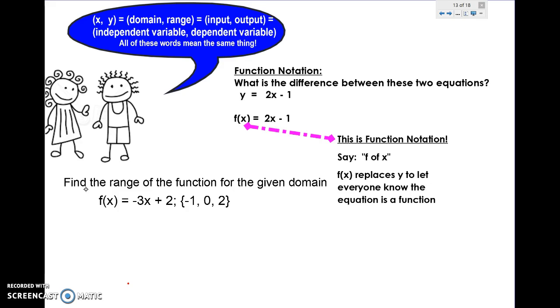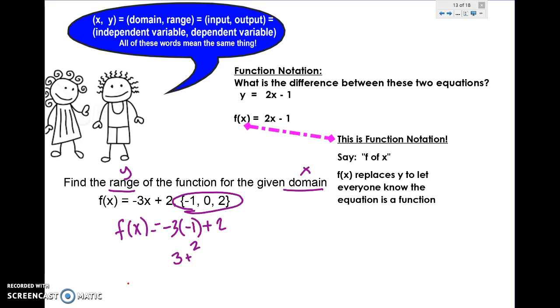So if you look on this one, it says find the range of the function for the given domain. Well, I'm looking for the range, which means I'm looking for the y, and I'm given the domain, which means they gave me x. So to find this, all I have to do is plug into x. So f of x equals negative 3x plus 2, and I'm going to plug in negative 1, because they gave me the domain. They want me to find the range given this domain here. So I plug in negative 1, I get 3 plus 2, which is 5. So there's one number in my range.